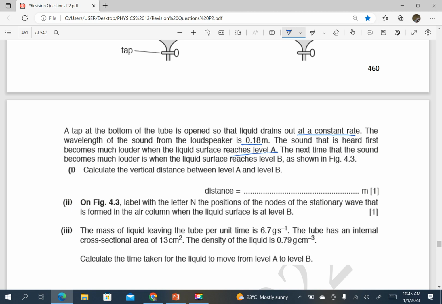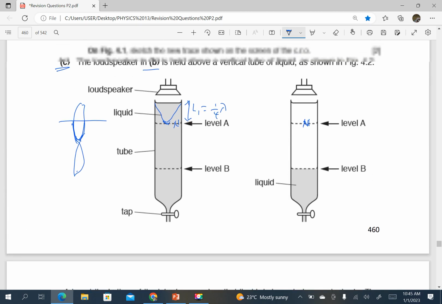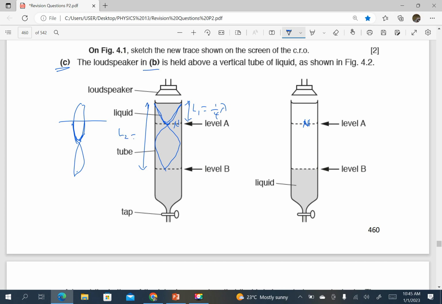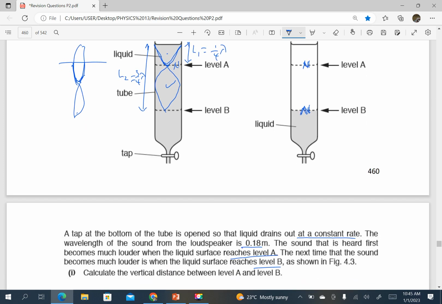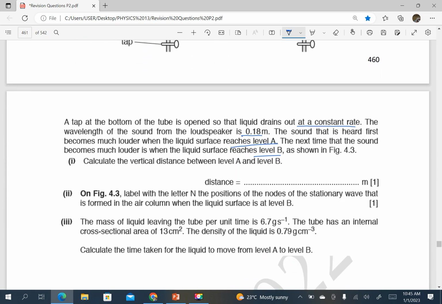The next time that the sound becomes much louder is when the liquid surface reaches level B. So the next one will be when the liquid level reaches B, where we shall have something like this. In this case, you'll notice that the length L2 is a half plus a quarter, which is 3/4 wavelength. So L2 is going to be 3/4 wavelength. Again at level B we have another node, the second resonance occurs at that level. Now, calculate the vertical distance between level A and level B.